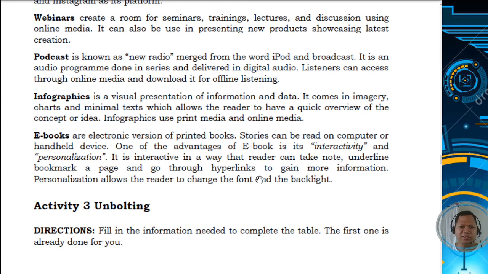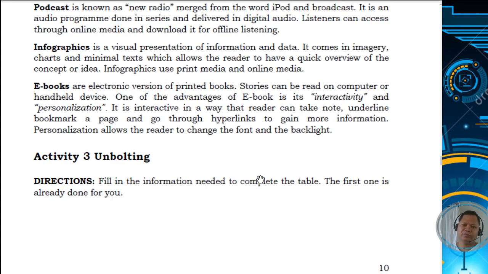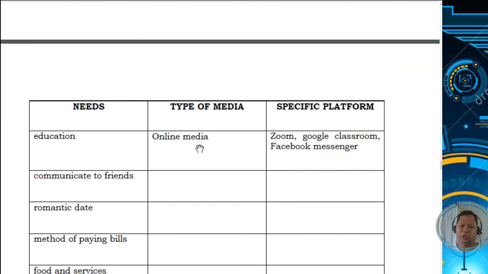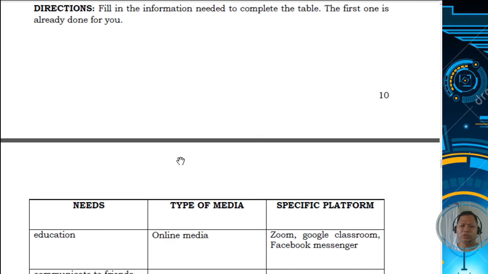Okay, activity 3, unbolting. Directions: fill in the information needed to complete the table. The first one is already done for you. I want you to answer this. We have three columns. The first column is needs, the second is types of media, and the third is specific platform. Example, education. The type of media is online media. For the specific platform, you can have Zoom, Google Classroom, Facebook, Messenger. It's up to you, so your answer varies in this activity.